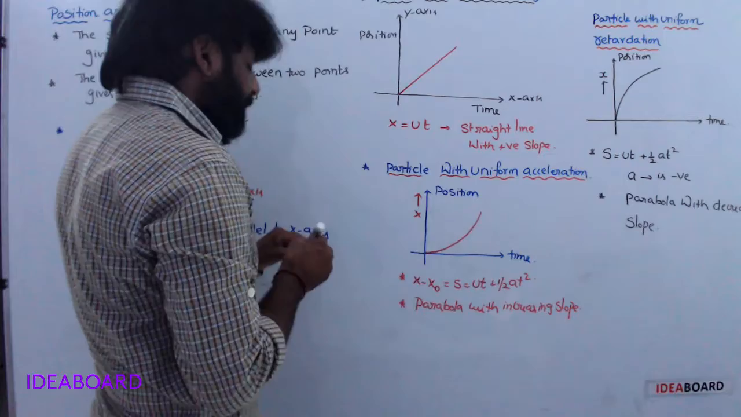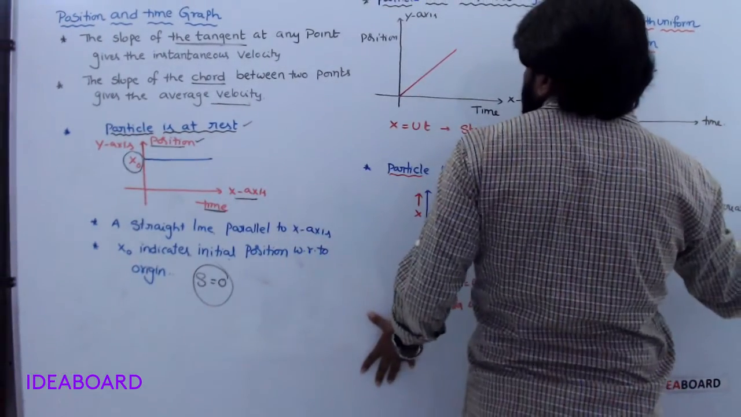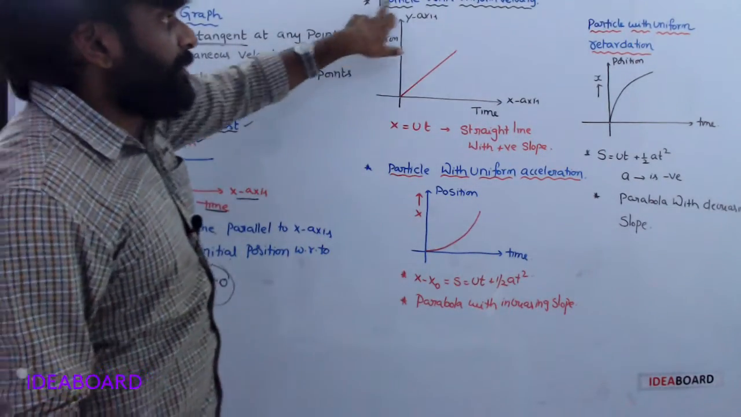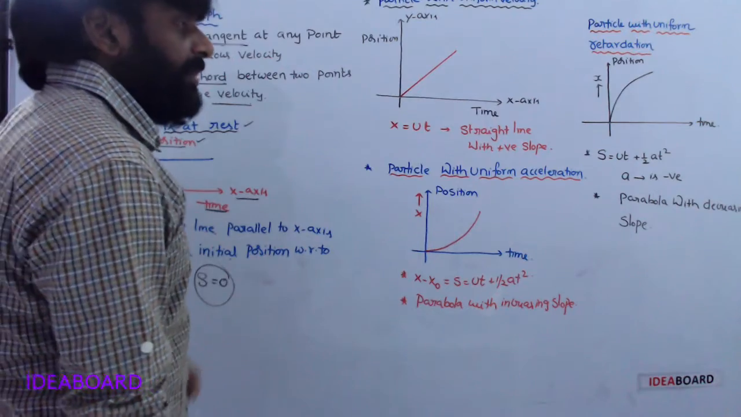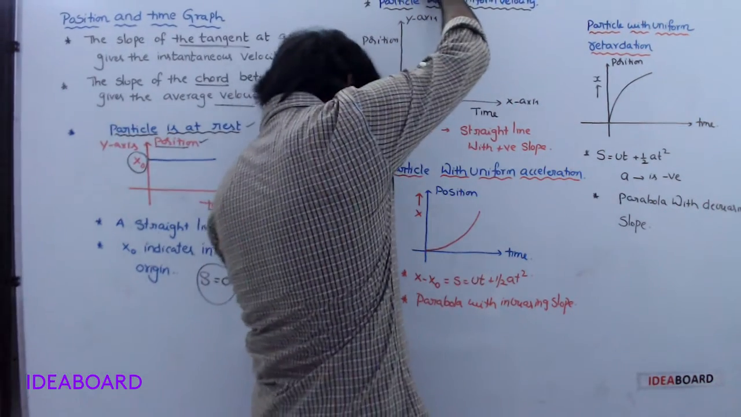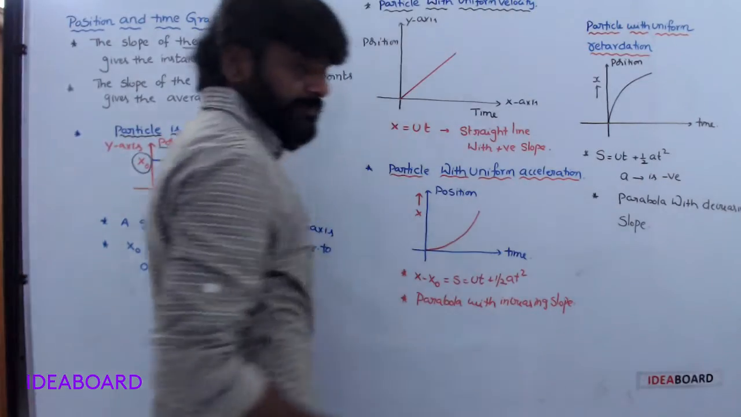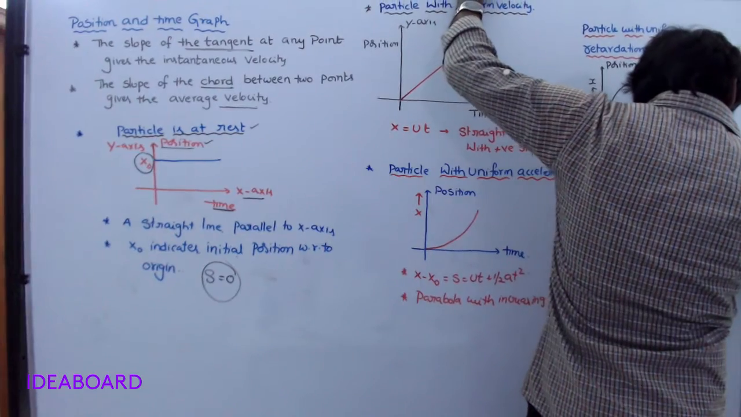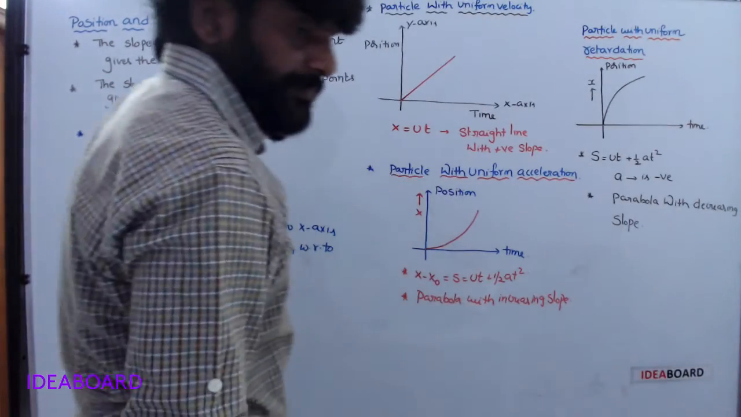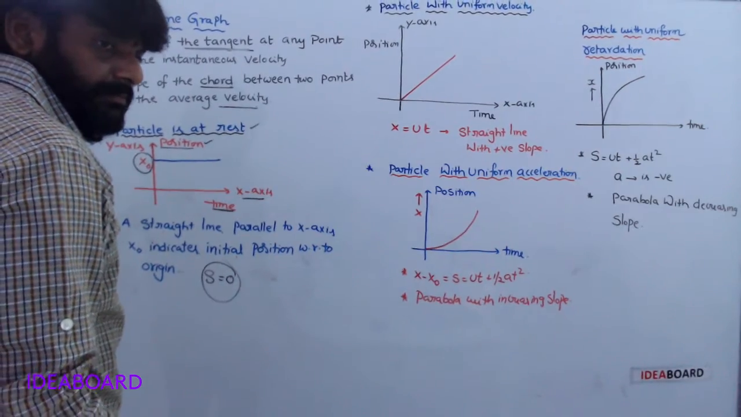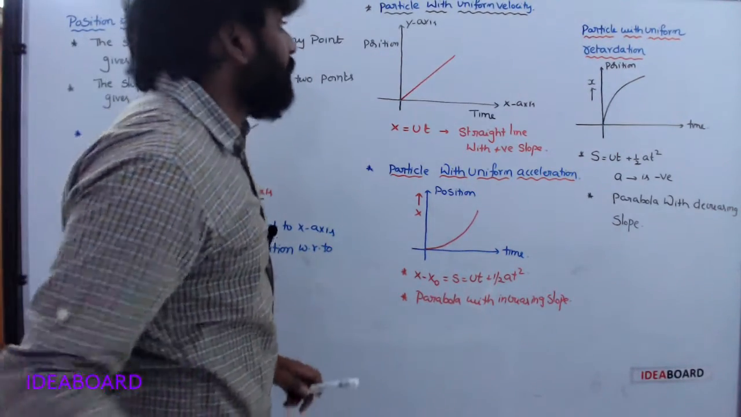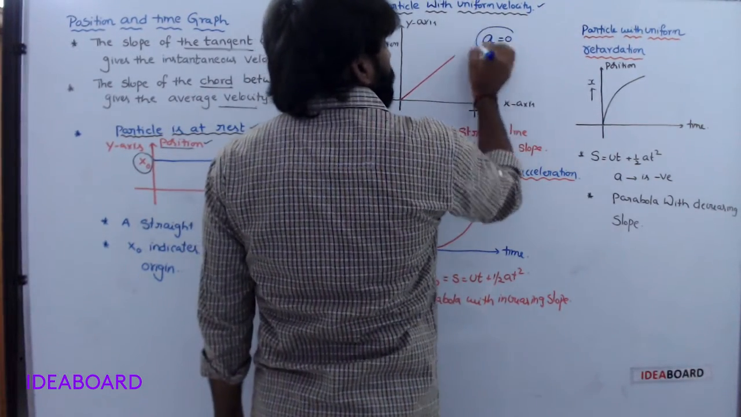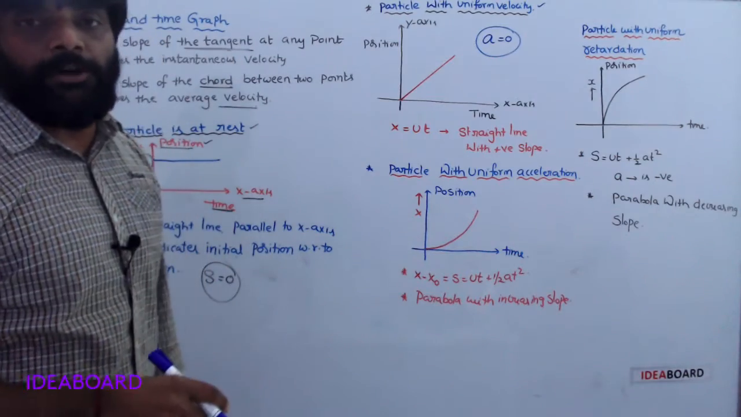Next, say particle with uniform velocity. Particle with uniform velocity, what about acceleration? Acceleration is equal to 0.